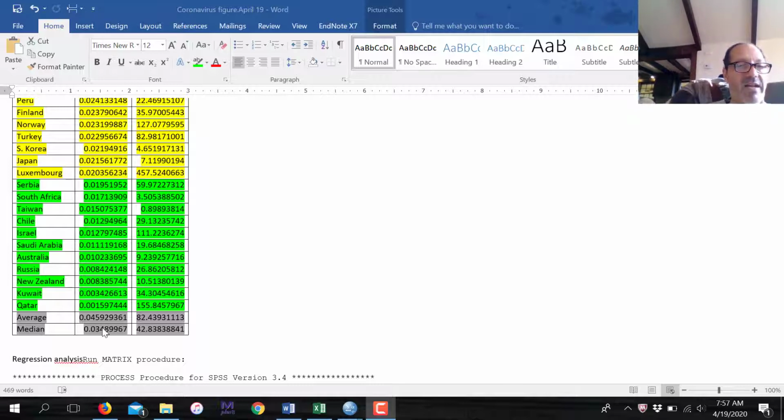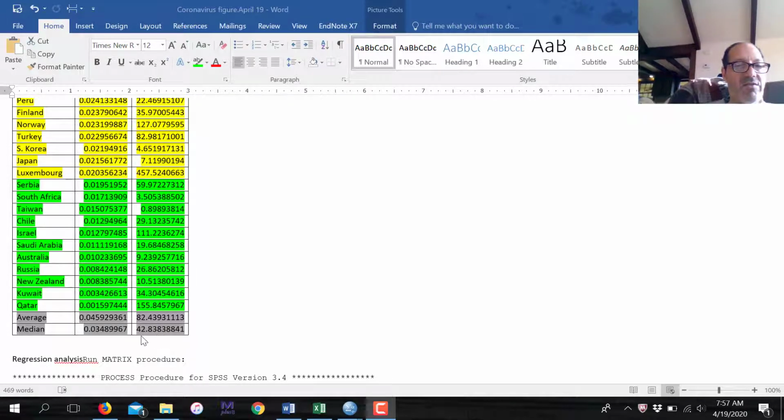So the average prevalence per 100,000 is 82, but because it's skewed by certain countries, like say Luxembourg, that has 457 cases per 100,000, median is better to use. This is the value in the middle.